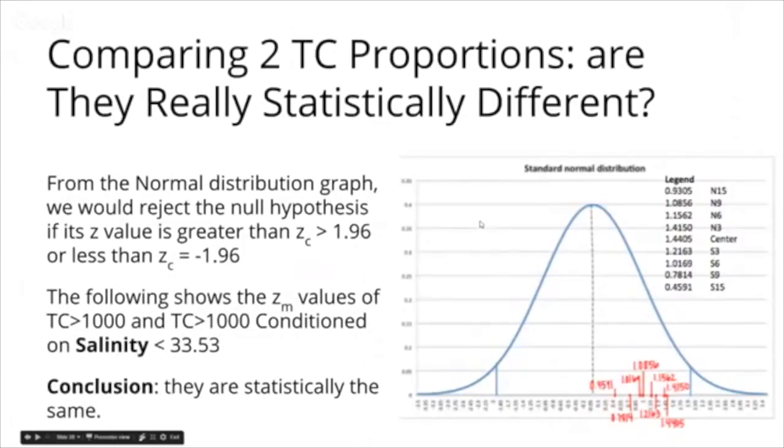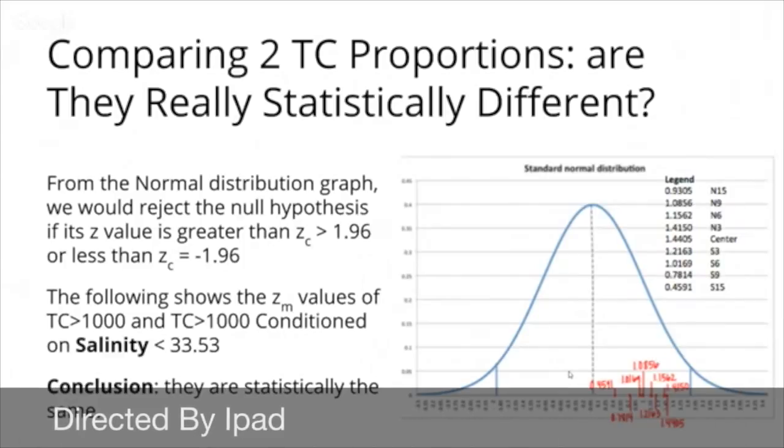We found the same thing in the TC conditioned on salinity values, which are all the same except for salinity less than 33.53, and the data are, although they're a bit more spread out and closer to 1.96, they're all still within the acceptable range, which is the range of rejecting the alternative hypothesis.